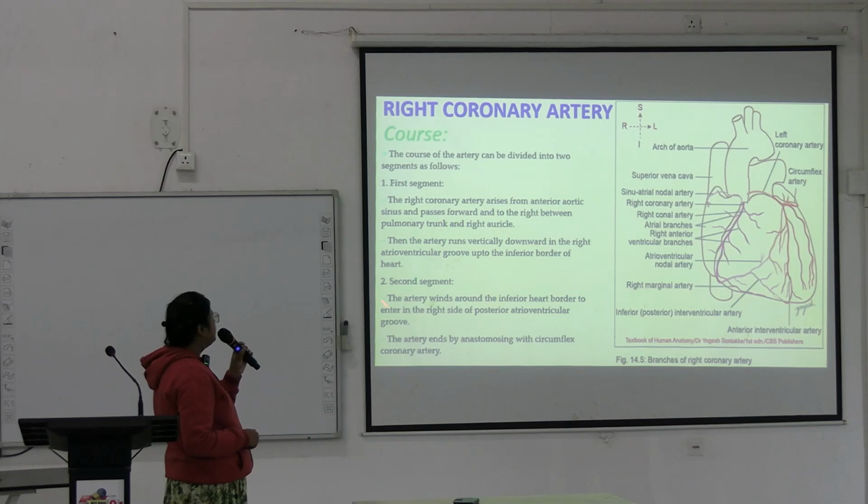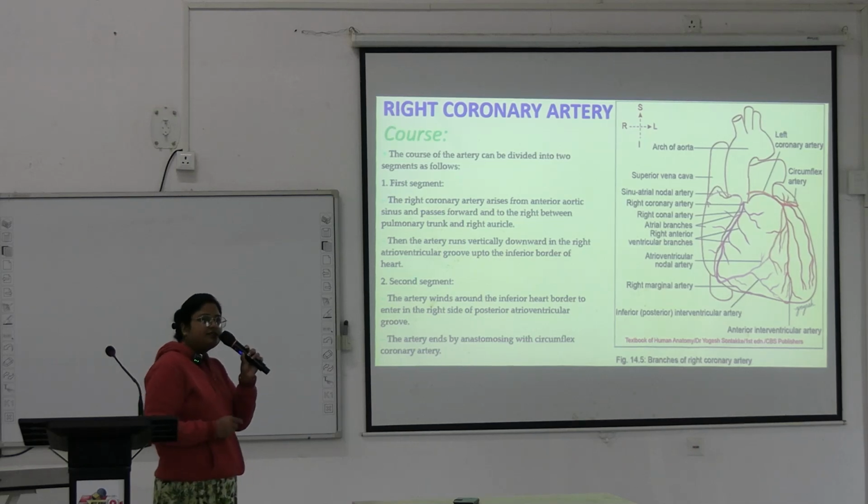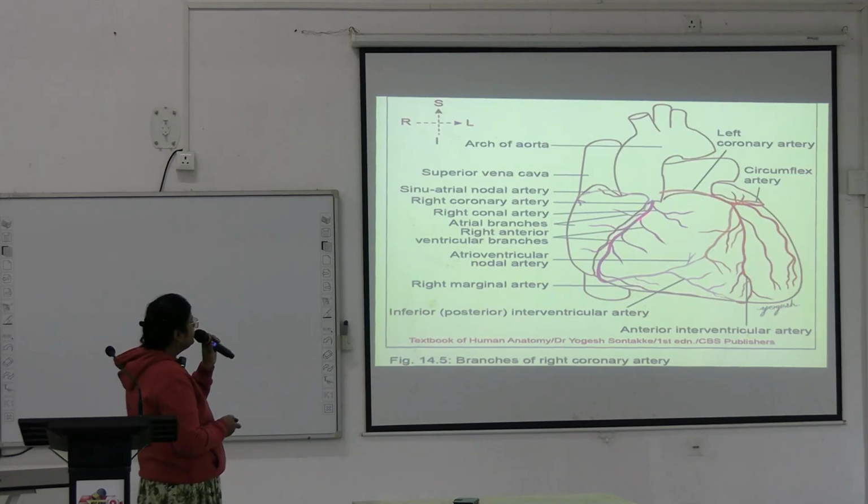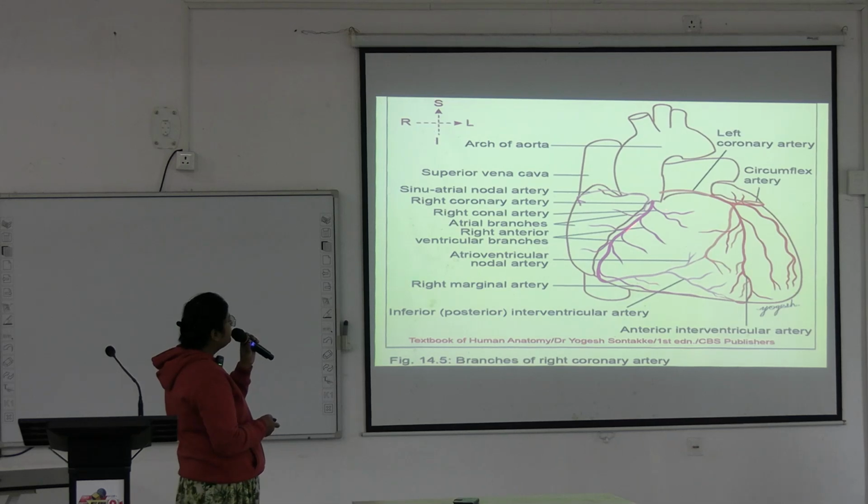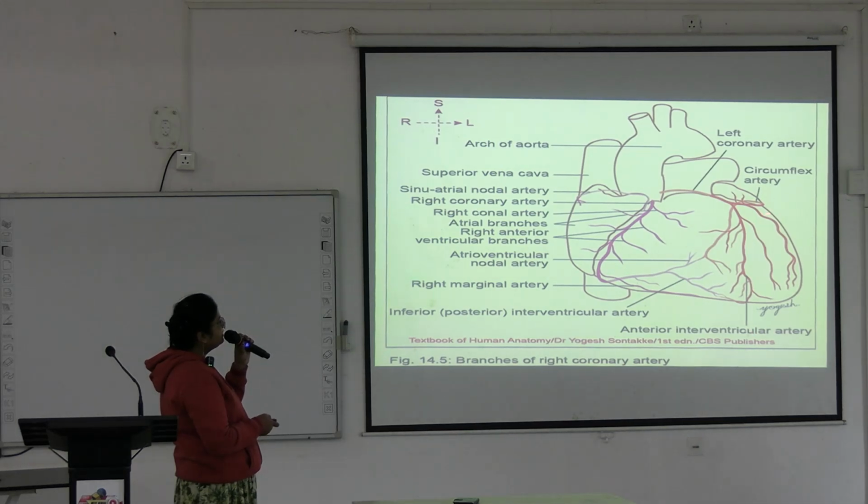Next, the second segment: the artery winds around the inferior heart border to enter the right side of the posterior atrioventricular groove, and the artery ends by anastomosing with the circumflex coronary artery. This is a branch from the left coronary artery. In the posterior atrioventricular groove, they are anastomosing. See here in the last view, this is the right coronary artery anastomosing with this circumflex artery. The circumflex artery is a branch of the left coronary artery. The left coronary artery divides into two branches, the anterior interventricular artery and the circumflex artery.